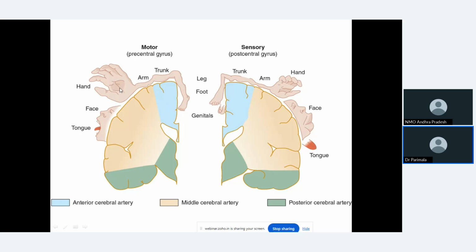The hand, which performs maximum skillful movements, see the representation, hand and thumb. The tongue, which moves extensively and skillfully, is also given big representation. So the representation area depends upon the skillful motor activity, but not on the bulk of the muscle. If you remember, the largest bulky muscles are in the lower limb, in the thigh. But look at this representation. That is the understanding you should get in the motor cortex.